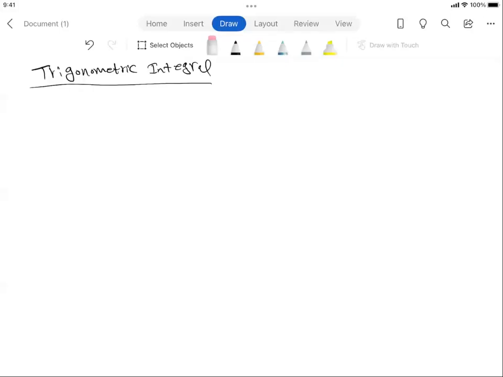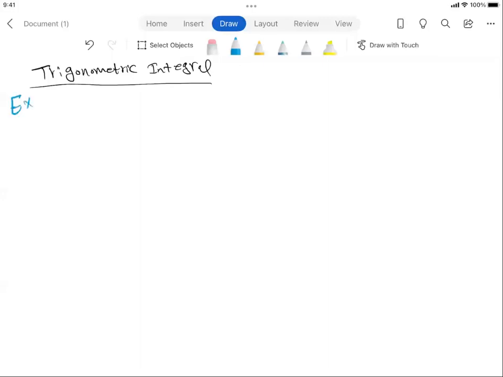Hello, everyone. So our topic for today is trigonometric integral. Mainly we will be using trig identities in order to simplify the integral. So let's see. Let's take an example.